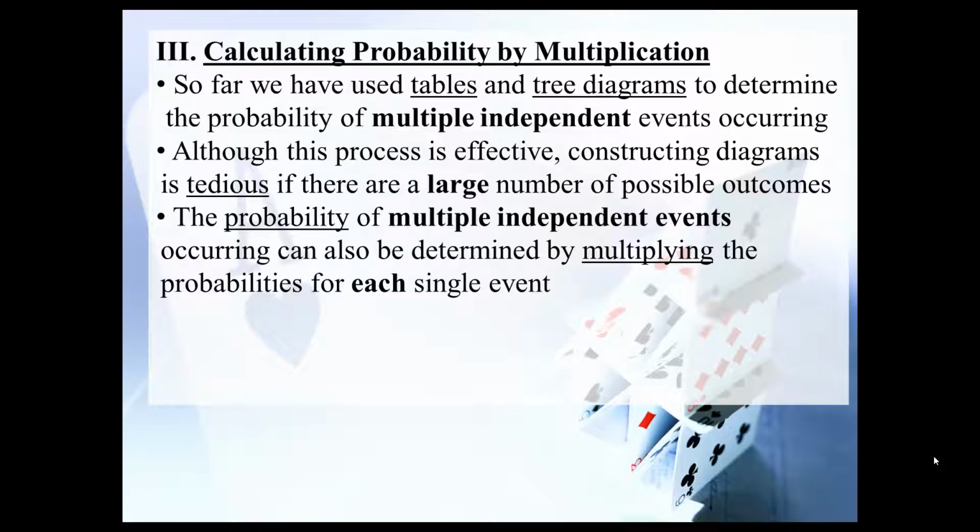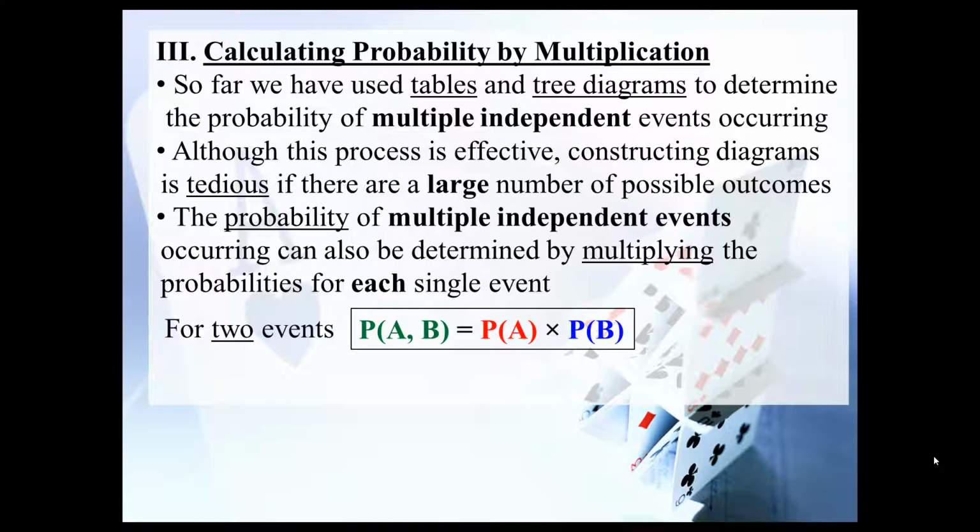It turns out there's also a way you can calculate the probability of independent events by using multiplication. So if I want to calculate the probability of multiple independent events occurring, this can be determined by multiplying the probabilities for each single event together. For example, if we had two events, the probability of event A occurring and then B occurring, we could calculate by taking the probability of event A and multiplying by the probability of event B.